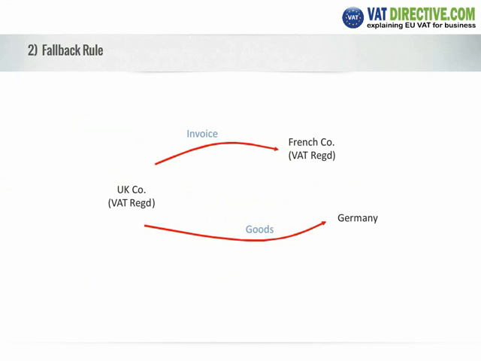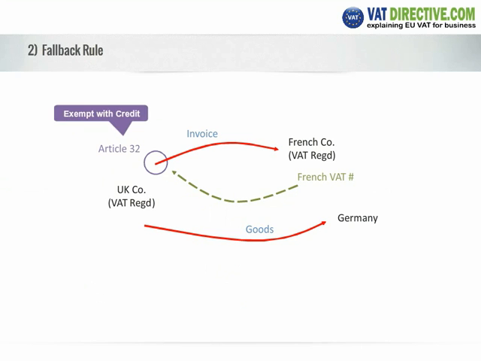Now if we look at the UK sale first, it's pretty much like we had before. We have an Article 32, place of supply, country of departure, and because we've got that French VAT number, we have this exempt with credit transaction in the UK. Now we saw on the previous slide that acquisition VAT is due in the country where the goods end up, i.e. Germany. So Article 40, VAT is due in Germany by French co.